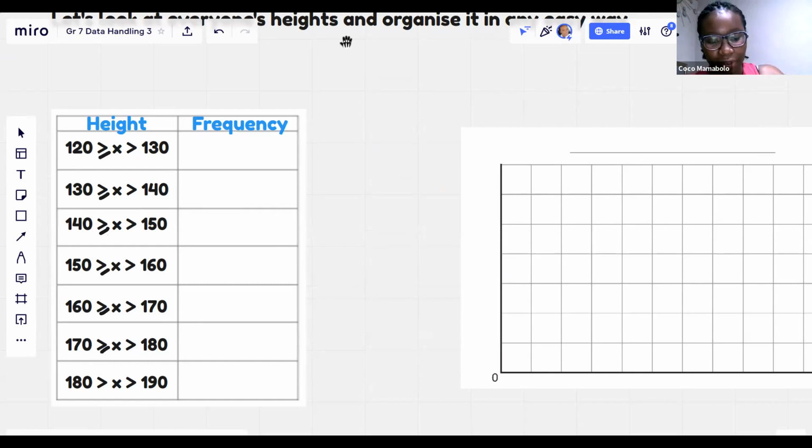Okay, Trevor says 145. Gananelo says 166. Oh, Gananelo, you're really tall for your age, I think. Okay, Salamina says 160.